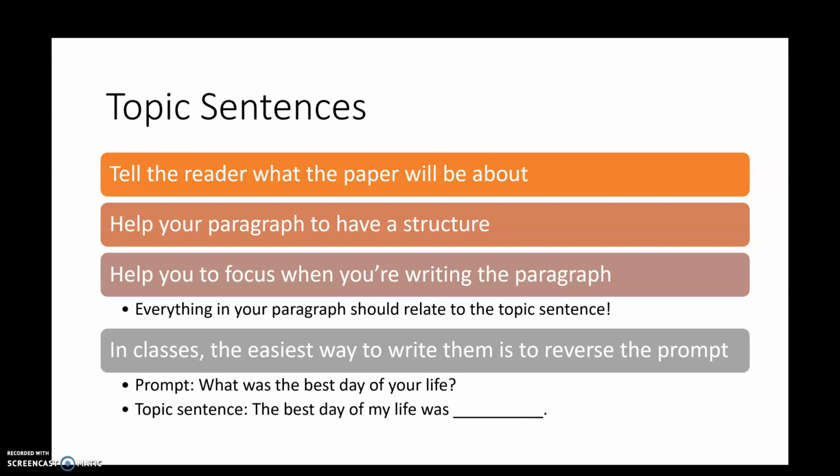And so in classes, the easiest way to write a topic sentence is to do what's called reversing the prompt. So let's say your prompt is, what was the best day of your life? Your topic sentence might be, the best day of my life was. And all you do is take this last part of the prompt, the best day of my life, and just add a blank at the end of it. And that'll give you your topic sentence 99% of the time without a whole lot of sitting there and stressing out on your end.